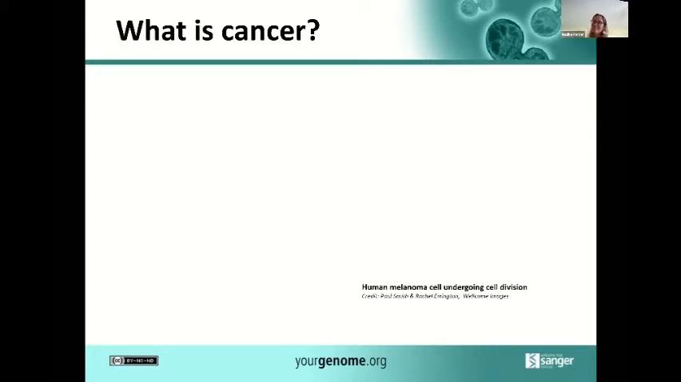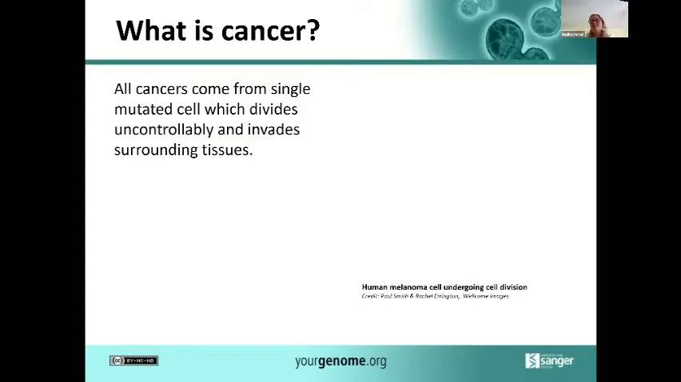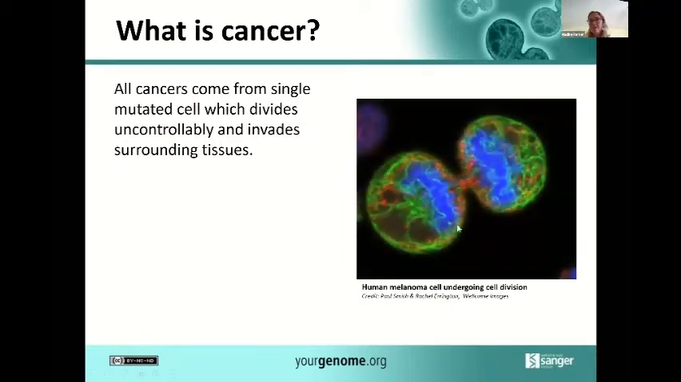So what is cancer? Cancer is basically a cell in your body which has mutated, so the DNA has changed, and that causes it to divide uncontrollably. So it divides much, much quicker than a normal cell. So this is a human melanoma cell, so skin cell, undergoing cell division. So this is just as it's dividing into 2 different cells. The colours are caused by UV dyes that we've added to the cell to stain different components so that you can see them more easily.